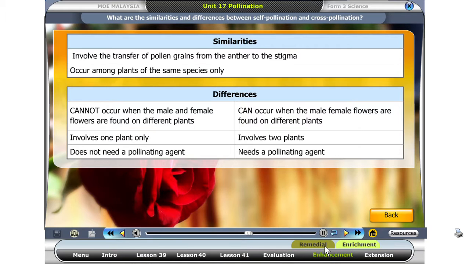Self-pollination and cross-pollination are different because self-pollination cannot occur when the male and female flowers are found on different plants, whereas cross-pollination can. Self-pollination involves only one plant, whereas cross-pollination involves two plants. Self-pollination does not need a pollinating agent, whereas cross-pollination needs a pollinating agent.